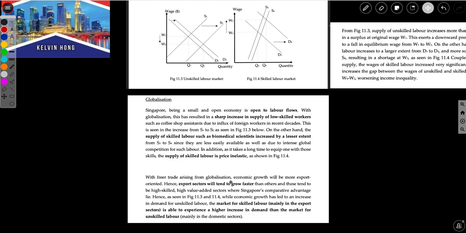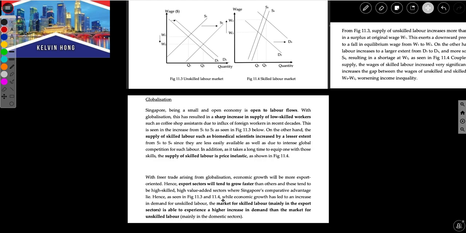Again, with globalization, there's freer trade, and economic growth will tend to be more export-oriented. Export sectors are going to grow faster than others, and our export sectors are the high-skilled, high-value added ones, because this is where Singapore's comparative advantage lies. If you have not learned about comparative advantage, just understand it as something like your strengths. So this is where Singapore's strengths lie, and because with globalization you got exports booming, then your high-skilled, high-value added sectors are going to be booming in Singapore.